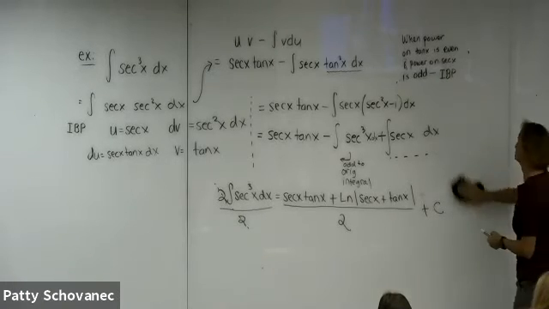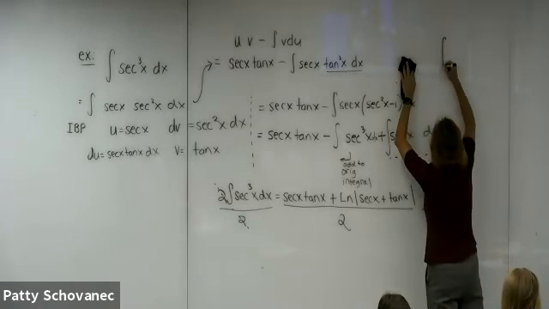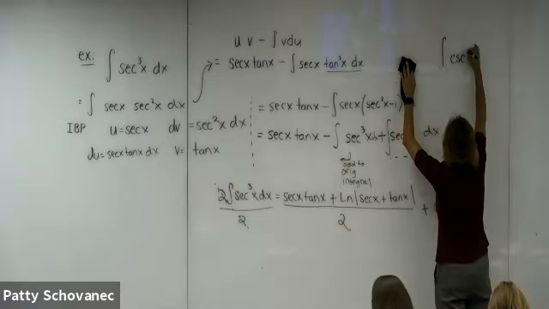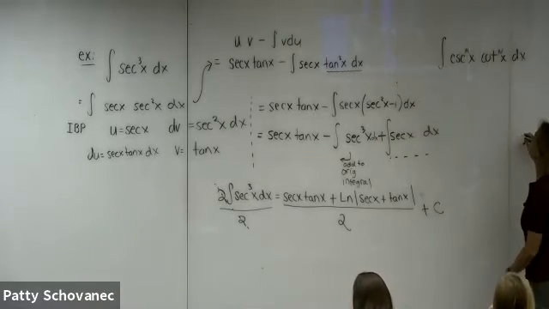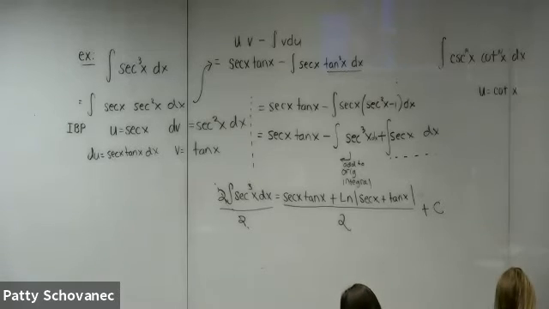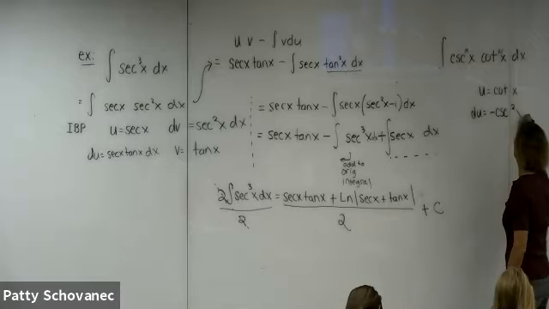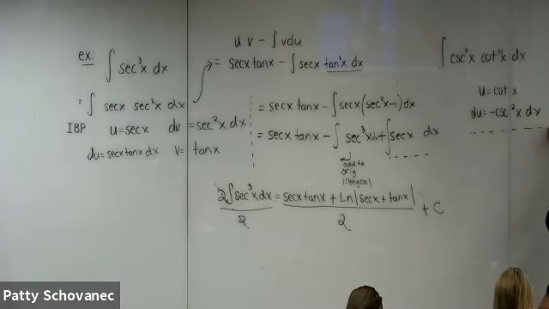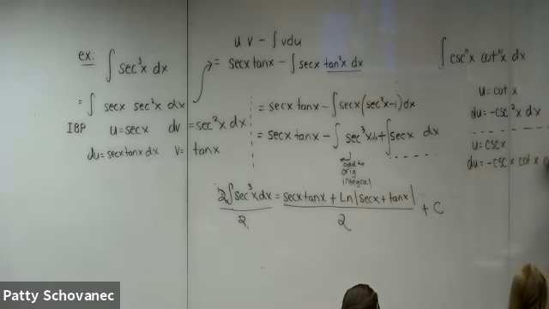Easy ones are not those, right? So when we talk about integrating a cosecant of x to the m power times a cotangent of x to the n power, let's work backwards. If we take u to be a cotangent, what's its derivative? Negative cosecant squared. What if we choose u to be cosecant? Negative cosecant of x, cotangent of x dx.